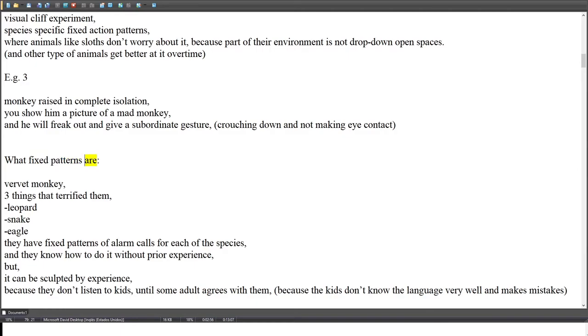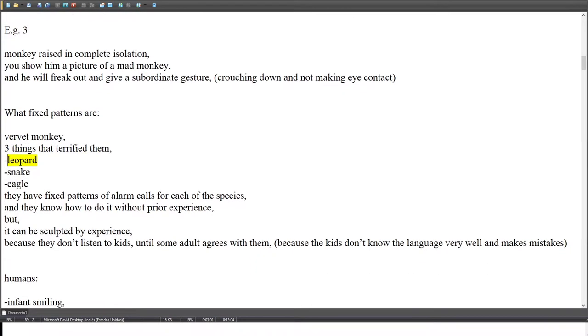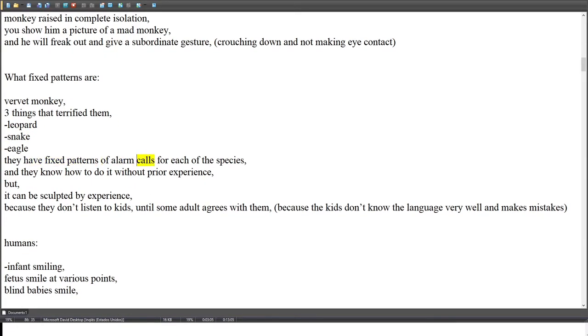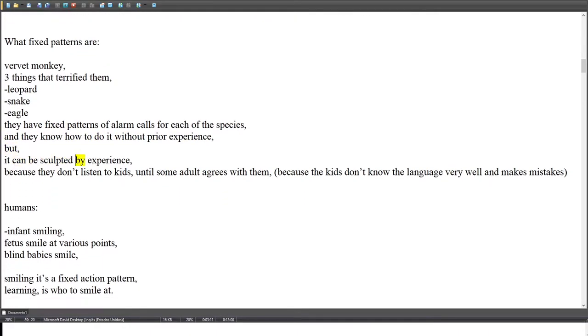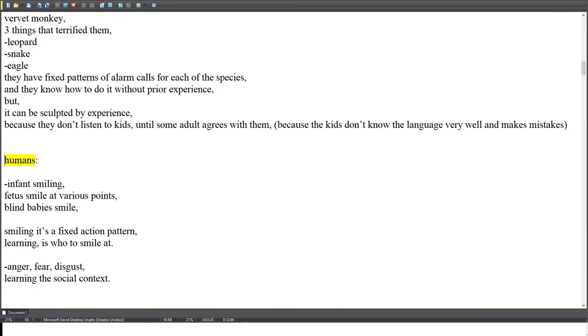What are fixed patterns? Vervet monkeys have three things that terrified them: leopard, snake, eagle. They have fixed patterns of alarm calls for each of those species, and they know how to do it without prior experience. But it can be sculpted by experience, because the adults don't listen to the kids until some adult agrees with them, since the kids don't know the language very well and make mistakes.